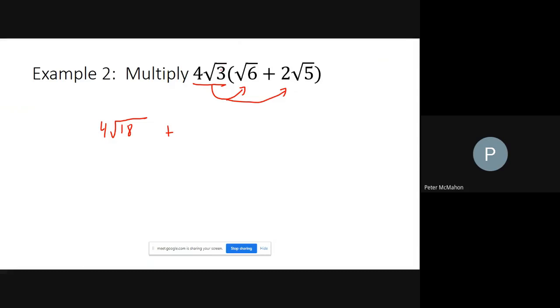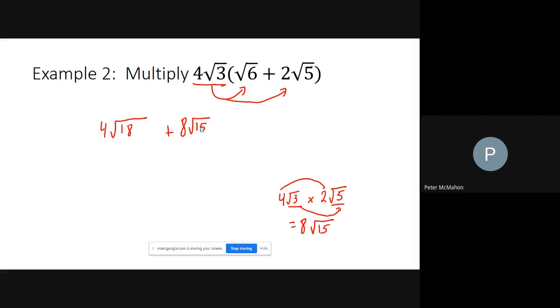Plus, now I'm multiplying 4 root 3 times 2 root 5. The rules are we can multiply the coefficients together, 4 times 2 is 8, and we can multiply the radicals together. Root 3 times root 5 is root 15. So we get 8 root 15.